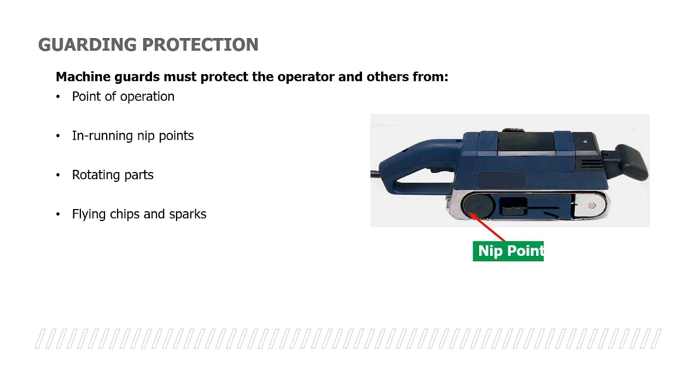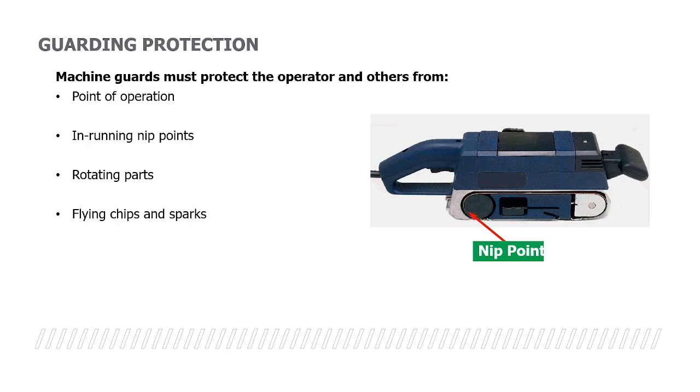Here's another one, in-running nip points. Here's what we're talking about with the nip points right here. You've got to be careful, particularly with these belt sanders, because a lot of times maybe a tail of a shirt or the side of a shirt may get caught in there, and when it does, it just wraps it up and pulls it completely around. That's the reason you've got to be very, very careful and make sure that the nip points are guarded. Rotating parts are another example. If it twists or if it turns, it needs to be guarded.